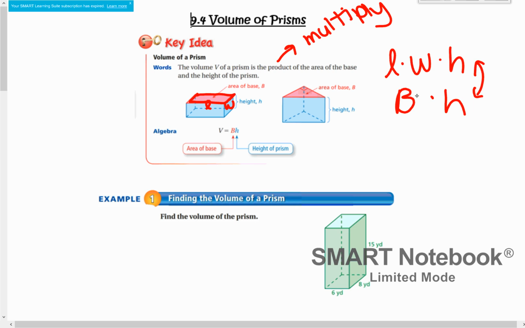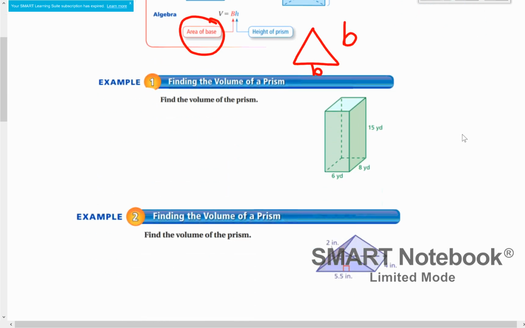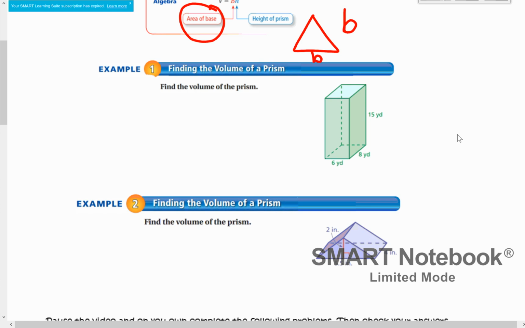Okay, notice how this is a capitalized B. The capitalized B means something different than a lowercase b when we're talking about a triangle. A lowercase b is just the measurement of a base, and uppercase B is going to mean the area of a base. Now you're going to multiply the area of that base times your height. Okay, so let's try some examples. So we want to find the volume of this rectangular prism here, and we're going to use our new formula in order to do so.